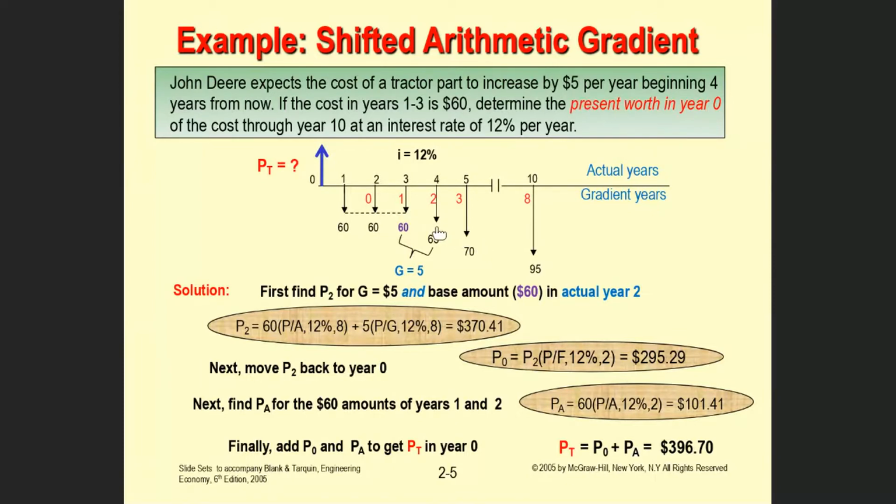So year 4 will be 65. Year 5 will be 70. Year 6 will be 75. Year 7 will be 80. Year 8 will be 85. Year 9 is 90, and 10 is 95. Okay, so this is how the increase will start, by an amount of $5.